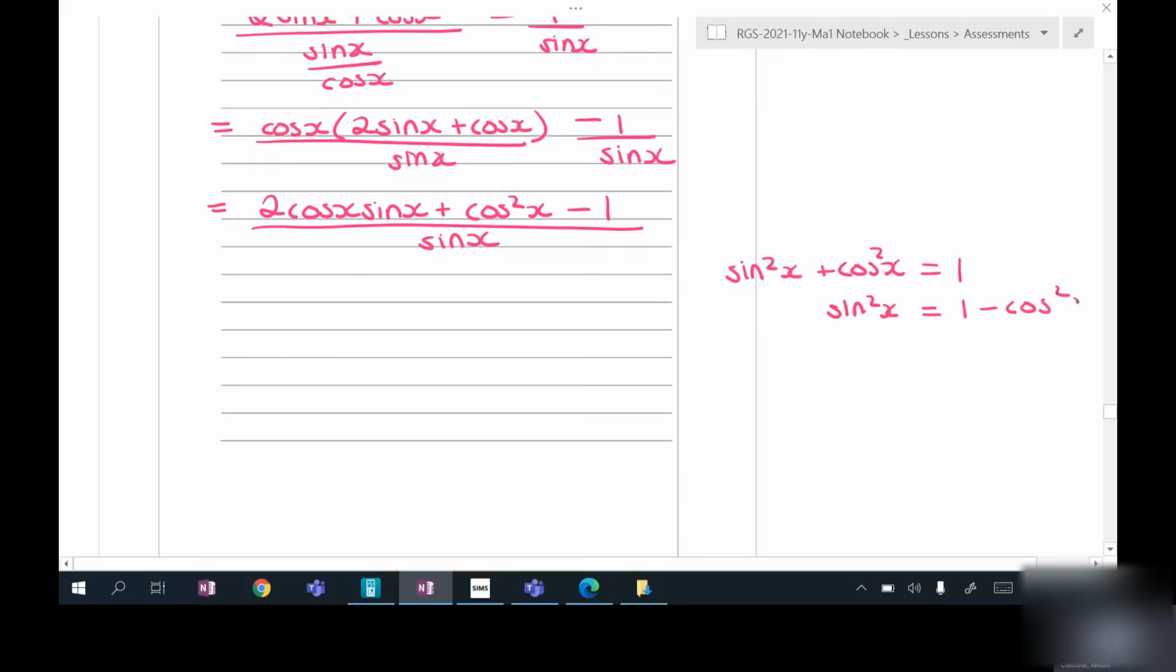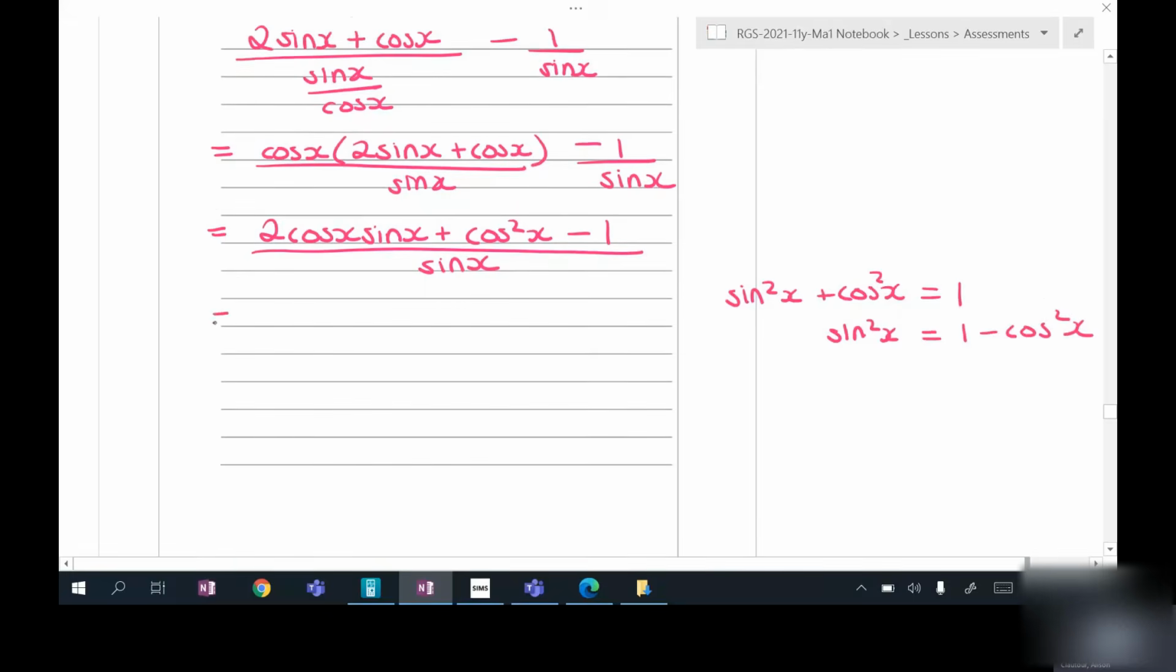We're used to using sine squared is 1 minus cos squared. However, this identity has cos squared minus 1, so it's the opposite way around. Imagine if you took everything to the other side. That would give us negative sine squared. So I can replace all of this here with negative sine squared.